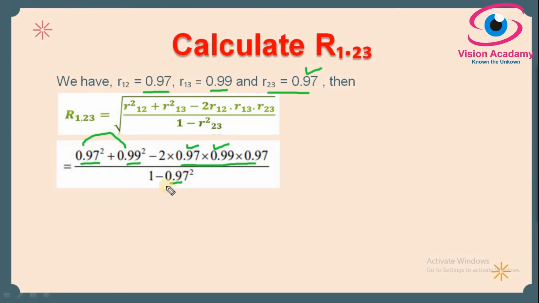Then in the denominator we first have 0.97 into 0.97, then we have to subtract the obtained value from 1. So after simplifying, 0.97 into 0.97 plus 0.99 into 0.99, this amount will be subtracted by this portion.